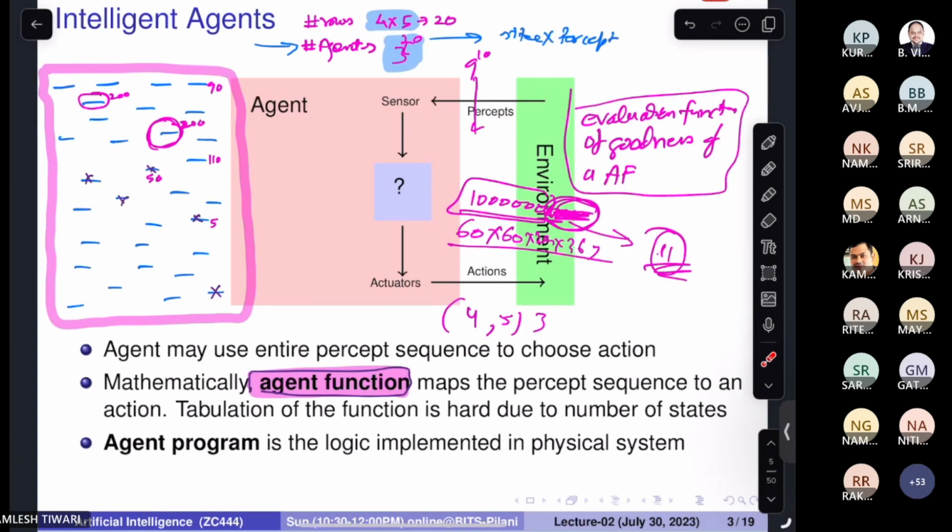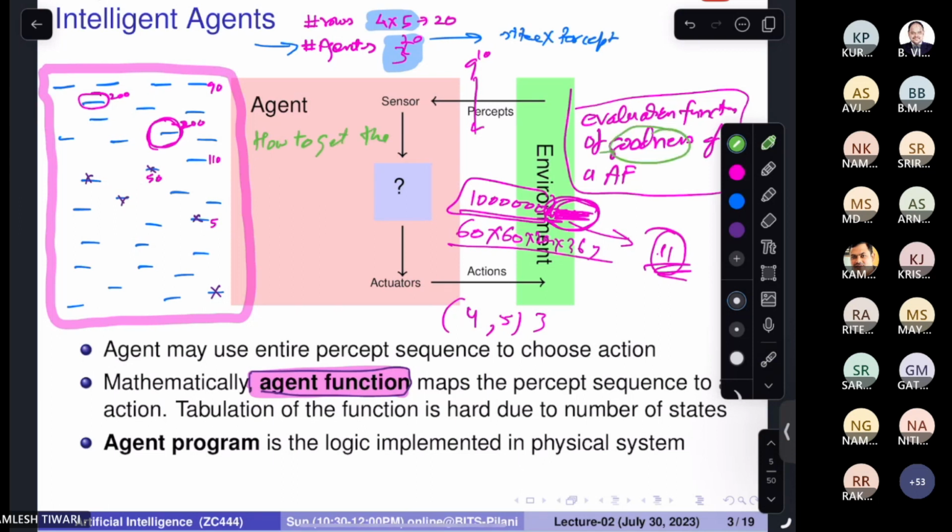I have not talked about one thing. Very quickly, we would come back to this: how to get the goodness of an agent function. This is a question we have to answer, and instead of brute force, we have to do something so that we can effectively find the best one, maybe in log time. I'm just giving the high level.